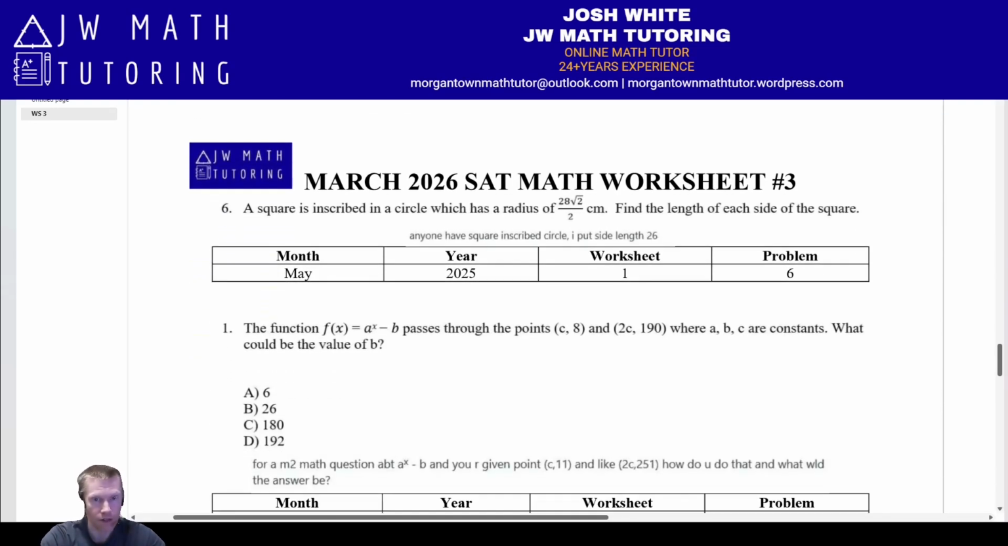All right, next up, there was a report about a square being inscribed in a circle, and you're usually given either the radius or the diameter, and then told to find the side length of the square. So if you're interested in this problem, go check it out. Featured in May of 2025 last year.